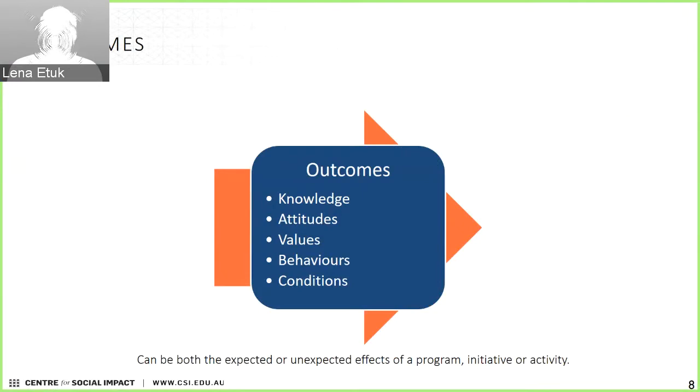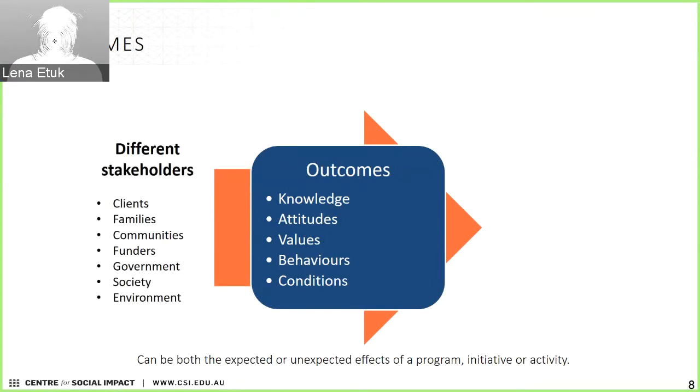So those outcomes can fall in these categories, and they can affect different types of stakeholders. Let's say you're working directly with clients, but those clients may be children, and they exist in families. And so families may experience outcomes as a result of a program that you're offering to the children in the family. Communities may also be affected by outcomes of your program. Funders, government, society overall, and even the environment.